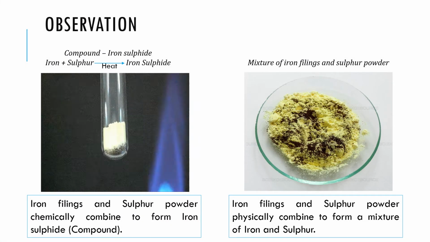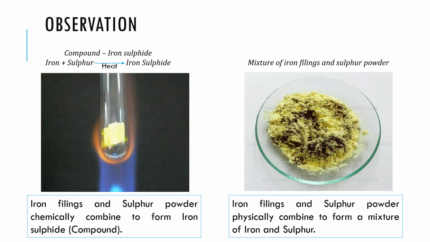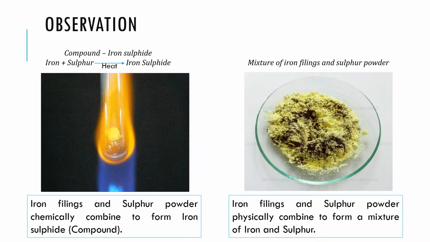On heating, iron filings and sulphur powder chemically combine to form iron sulphide, a new compound. On mixing, iron filings and sulphur powder physically combine to form a mixture of iron and sulphur.